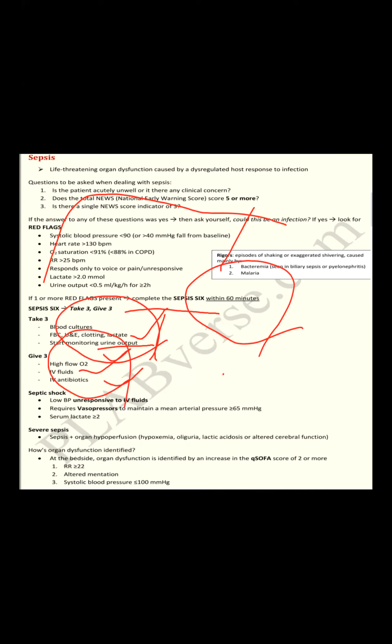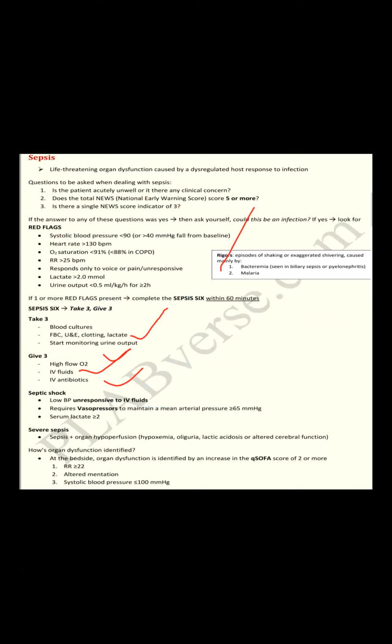Septic shock, my dear candidates, low blood pressure, we have to ensure IV fluid and vasopressor. Exam question: in septic shock, what inotropic support do we have to give? A vasopressor agent, and we have to ensure mean arterial pressure more than 65, serum lactate more than 2. My dear candidates, this red flag is very important along with septic shock. How we manage: along with IV fluid, if the patient is still not maintaining the blood pressure value, we have to ensure vasopressor.